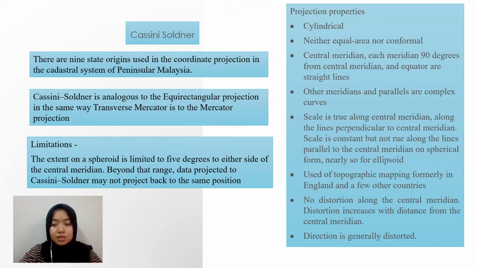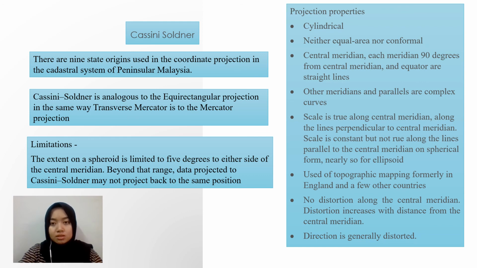We go to Cassini-Soldner. Cassini-Soldner is analogous to the equirectangular projection in the same way Transverse Mercator is to the Mercator projection. There are 9 state origins used in the coordinate projection in the cadastral system in Peninsular Malaysia.